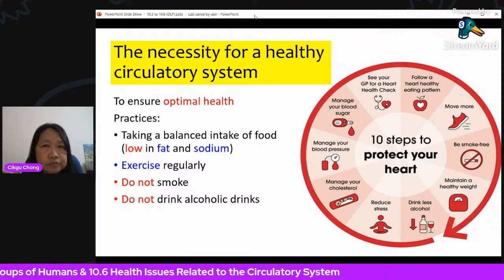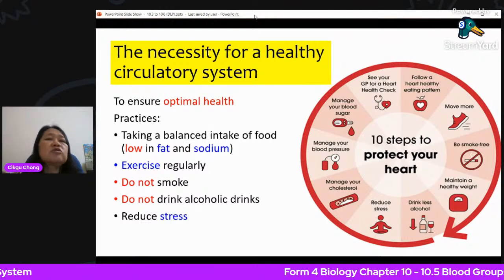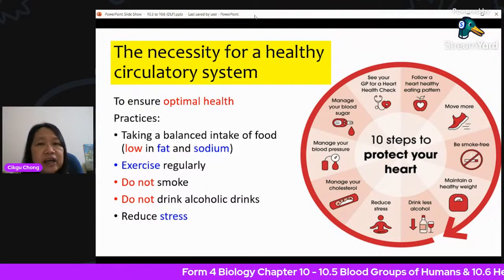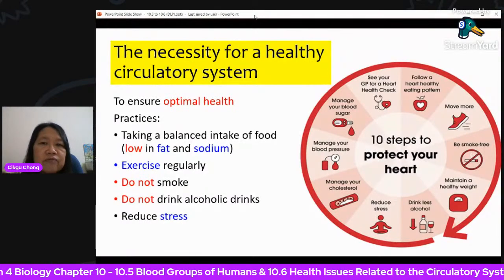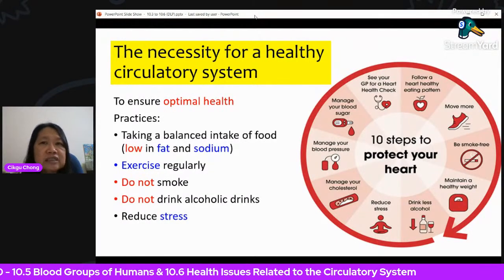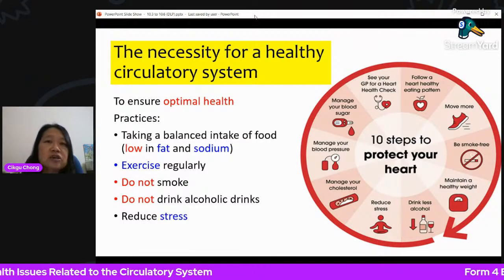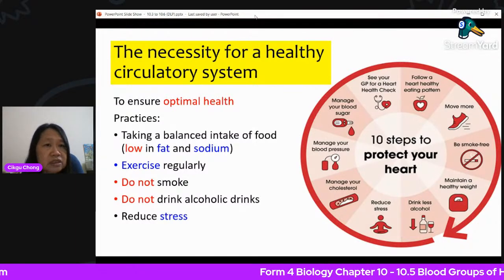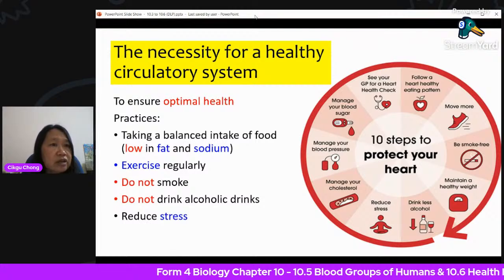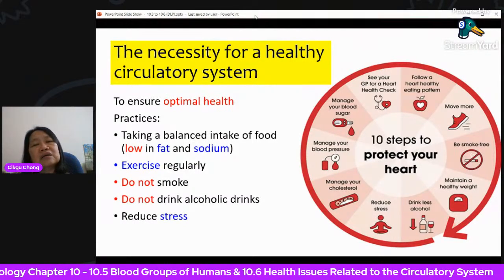This one can also have a toll on your circulatory system. Try to reduce alcoholic drinks and reduce stress. Stress is also known to increase your blood pressure. When you always get angry, irritated, your blood pressure will rise. When the blood pressure rises, it will have higher pressure, and if your arteries are not tough enough, they will burst. Then you have a stroke. If it happens in your brain, you get a stroke. If it happens at your coronary artery, you're going to get a heart attack.